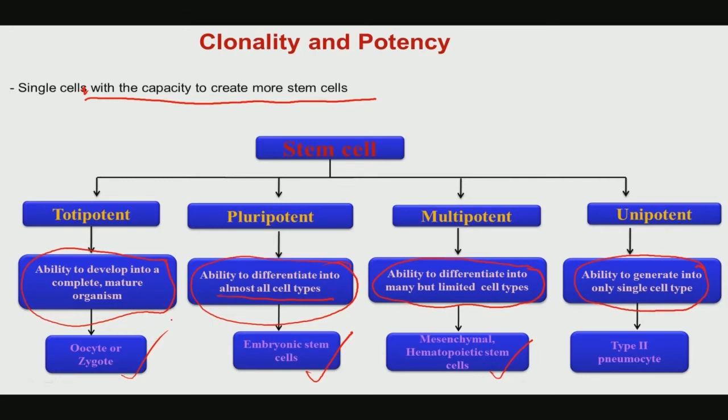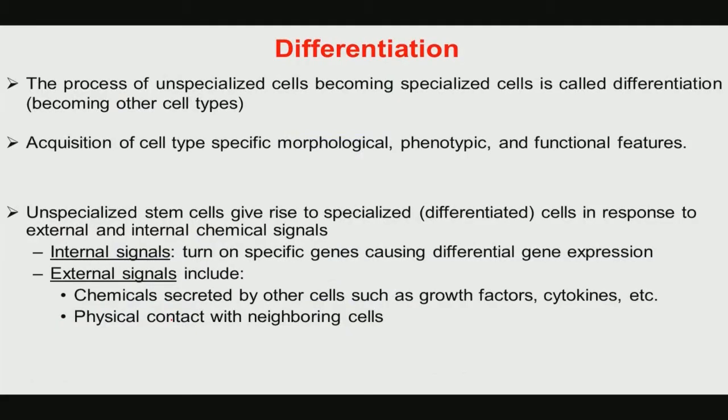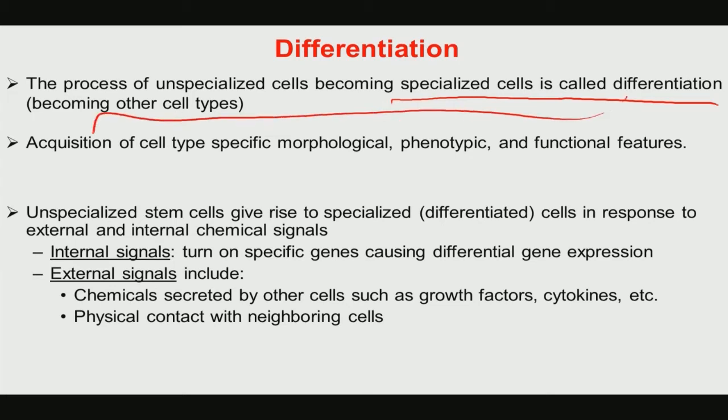So, let me discuss things in a little bit more detail. The process of unspecialized cells becoming specialized cells is called differentiation, or becoming other cell types, as has been mentioned before. Differentiation also means the acquisition of a cell type, or the matured cell type, with specific morphological, phenotypic and functional features. Now, unspecialized stem cells can give rise to specialized or differentiated cells in response to different signals.